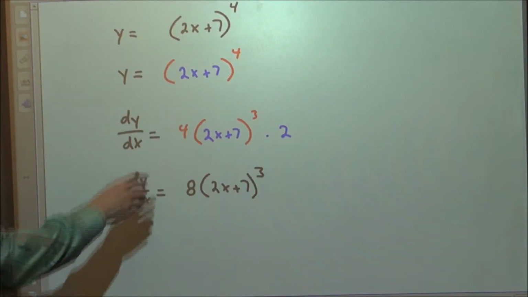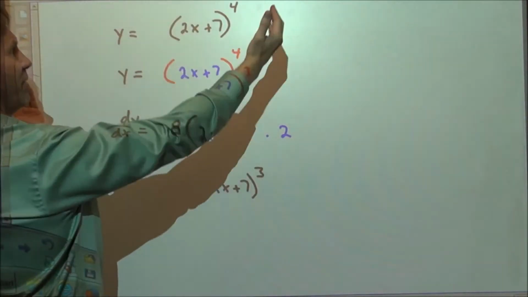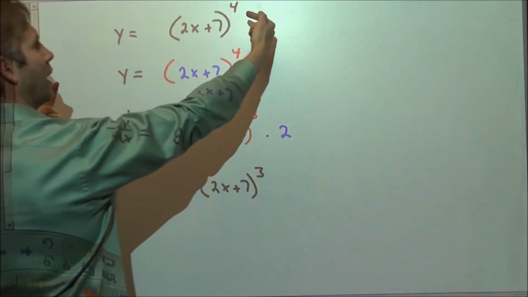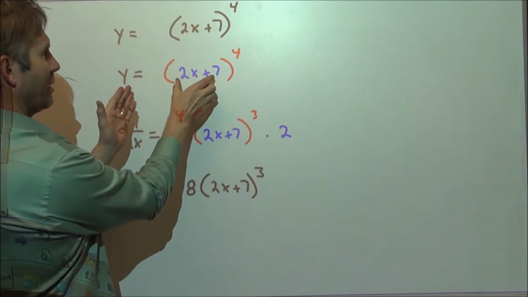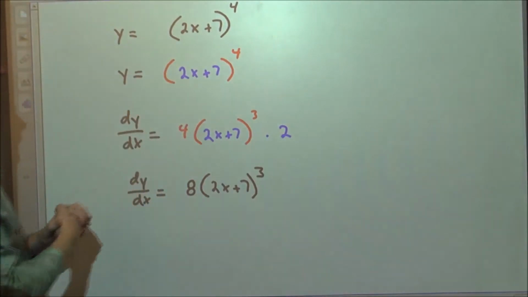If we look at this guy, the outer function could be considered that we're taking the 4th degree of something, and the inner function would be this bad boy right here.